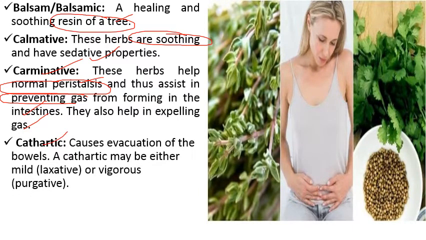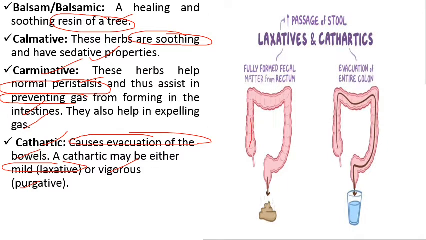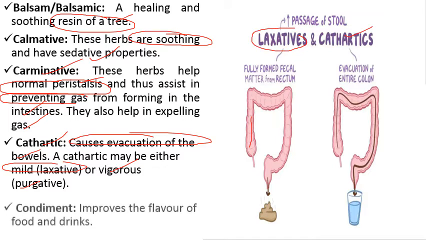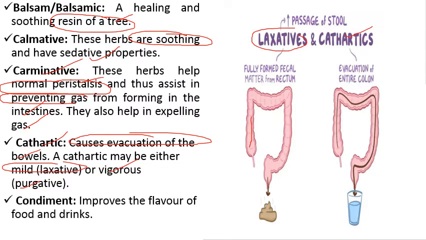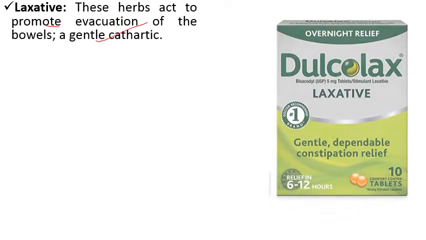The next we have cathartic. So cathartic causes evacuation of bowels. So they help in the clearance of the intestine. Cathartics may be either mild, like the term laxative, or they may be vigorous and strong, like we have purgatives. Both of them clear our bowel. Laxatives are mild while cathartics are strong or vigorous. Then next comes condiment. So these help in improving the flavor of food and drinks. So these are plant products that improve the flavor of food and drinks which we eat. So these are known as condiments. Next comes laxative. These herbs act to promote evacuation of the bowel, a gentle cathartic that we have already discussed.